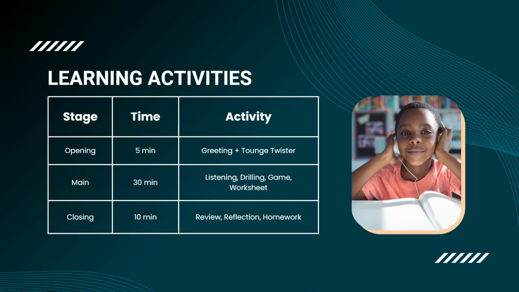Let's move on to the sequence of learning activities. The lesson has three main stages. First, in the opening stage, I greet the students and introduce the topic using a fun tongue twister. In the main stage, students will listen to pronunciation examples, repeat words through drilling, play a group game called Pronunciation Bingo, and complete a matching worksheet. Finally, in the closing stage, we review the lesson, ask students to reflect on the most difficult sound, and assign a pronunciation homework.